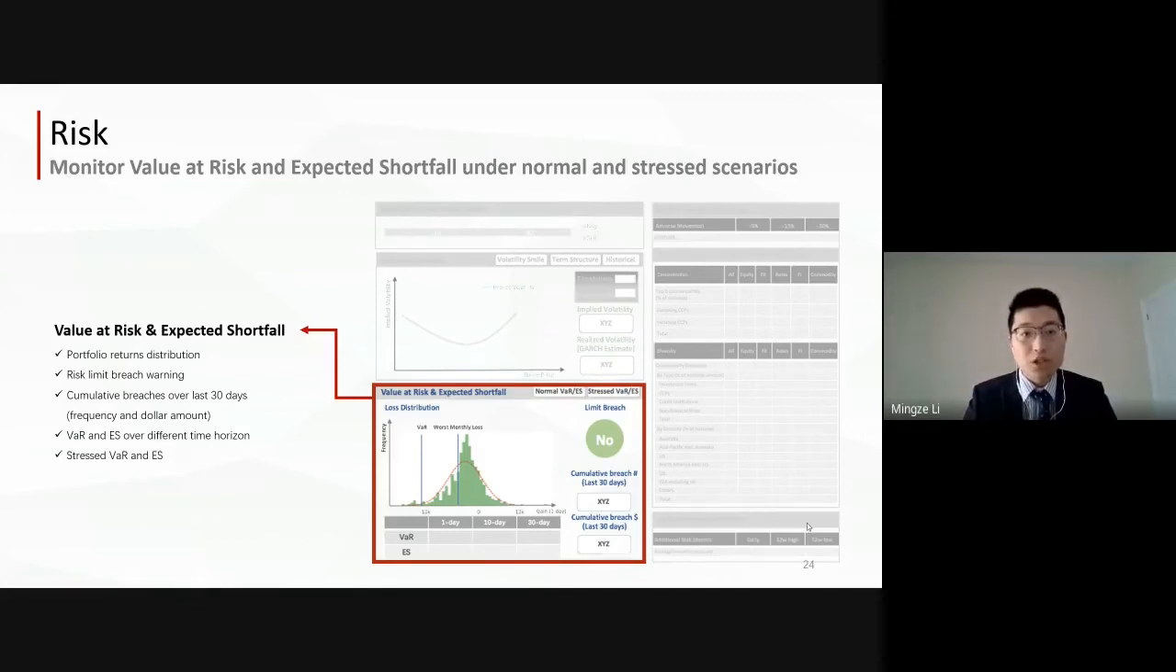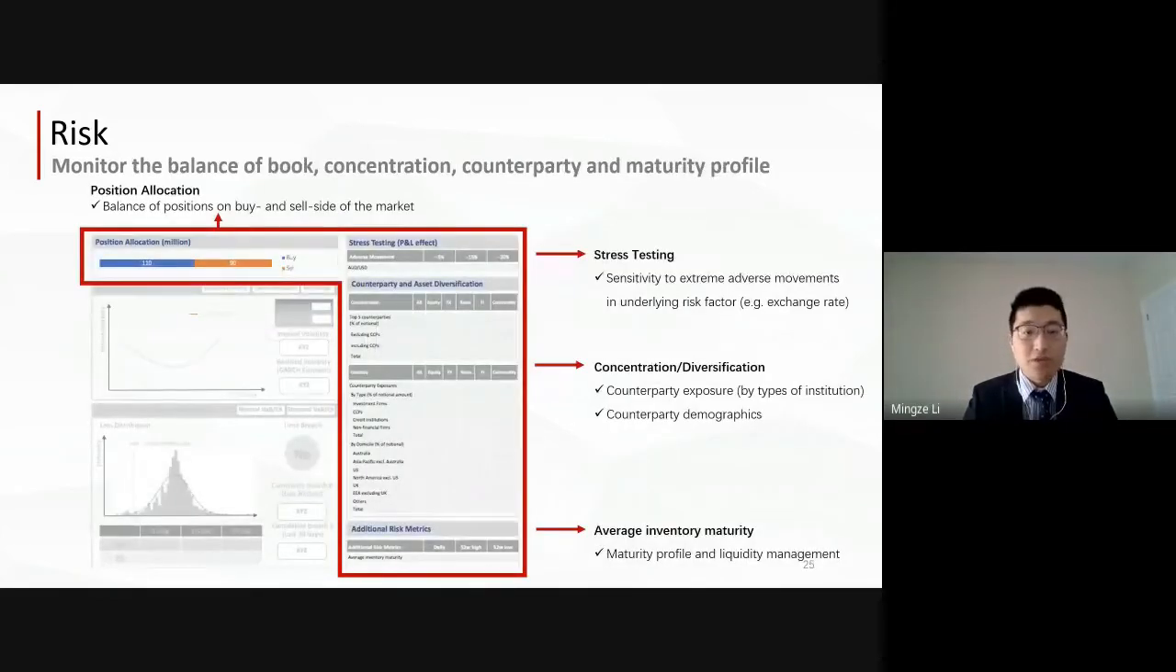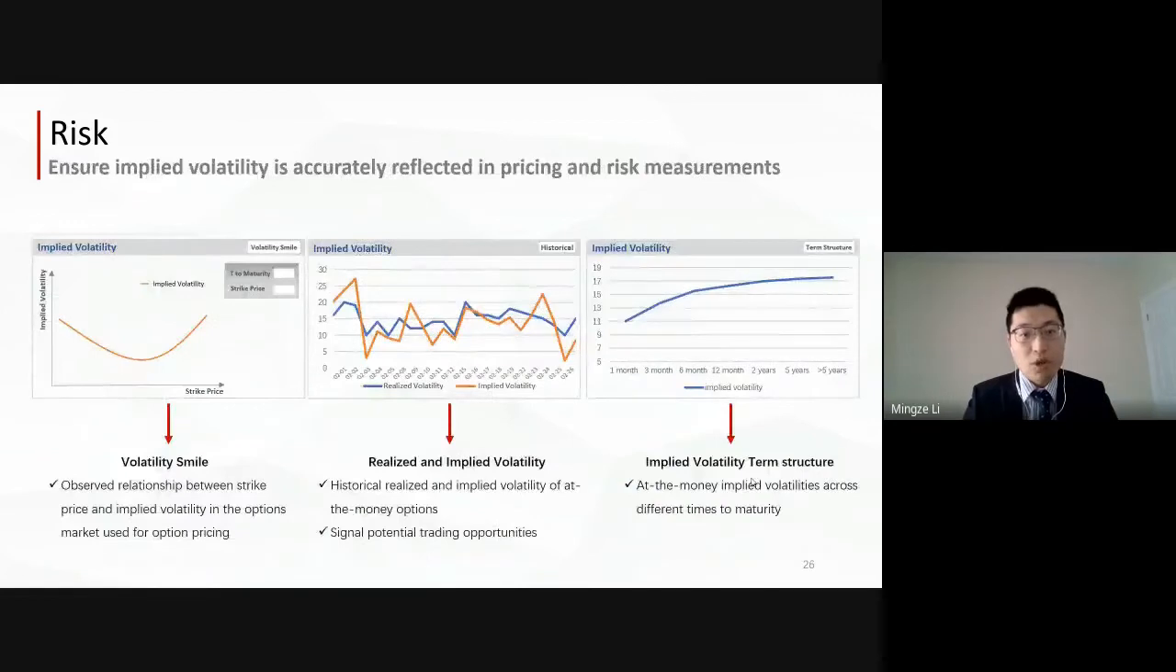We also look at concentration risk in terms of their side of the market, average inventory maturity, underlying asset, and counterparties. All these risks are also reflected in the P&L stress test of their most important risk factors. Finally, we observe the implied volatilities, including the volatility smile to the left and the at-the-money term structure to the right, so that we can consistently price options. And implied volatilities should also serve as inputs for risk metrics such as VAR and ES. We also include a volatility chart in the middle to indicate mispricing opportunities between implied and realized volatilities.